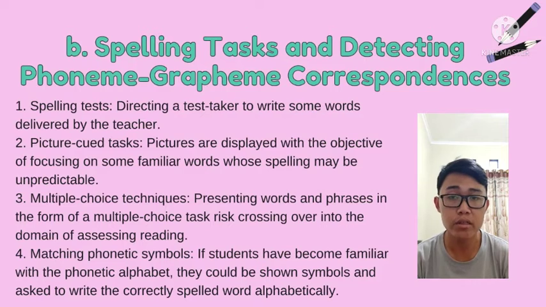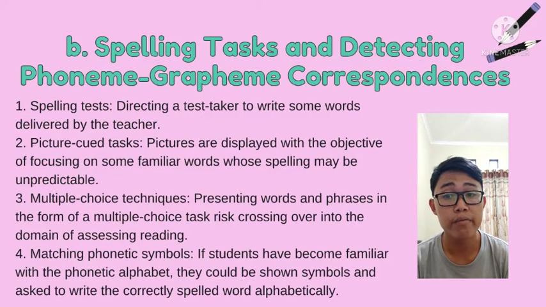Second is the picture cue task. Pictures are displayed with the objective of focusing on some familiar words whose spelling may be unpredictable. Number 3 is multiple choice techniques. Presenting words and phrases in the form of a multiple choice task risks crossing over into the domain of assessing reading. Number 4 is matching phonetic symbols.